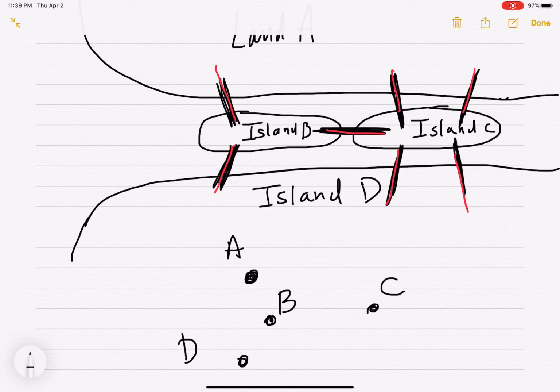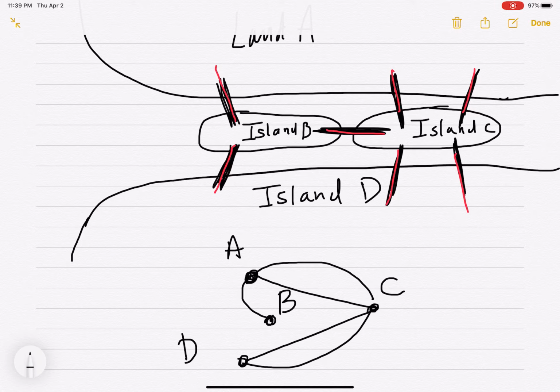So it turns out that A connects to C with two bridges, so you're going to have two edges going from A to C. And D connects to C with two bridges, so you're going to have two edges going from D to C. A connects to B with one bridge. D connects to B with one bridge, and B connects to C with one bridge. So this was his graph.